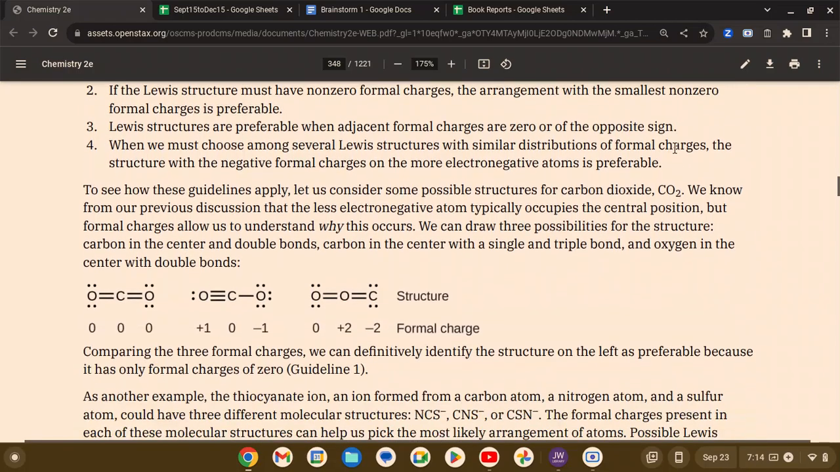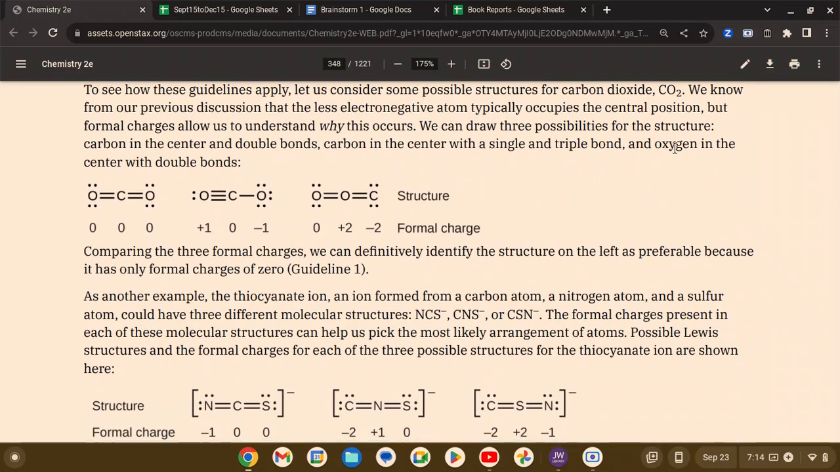To see how these guidelines apply, let us consider some possible structures for carbon dioxide. We know from our previous discussion that the less electronegative atom typically occupies the central position, but formal charges allow us to understand why this occurs. We can draw three possibilities for the structure: carbon in the center and double bonds, carbon in the center with a single and triple bond, and oxygen in the center with double bonds. Comparing the three formal charges, we can definitively identify the structure on the left as being preferable because it has only formal charges of zero.